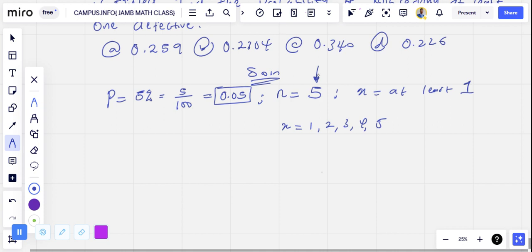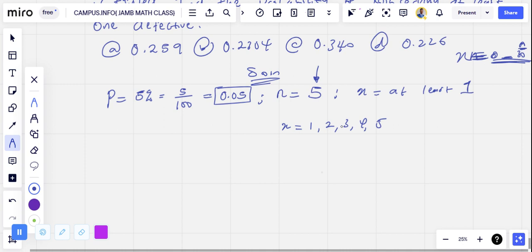But look, as far as N is 5 here, and I already said that for binomial, X ranges from 0 to 30. That means when N goes beyond 30, then that's Poisson. But N is still 5, so I think we don't have any issue with that, guys. So let's use binomial. Let's see how it's going to be.